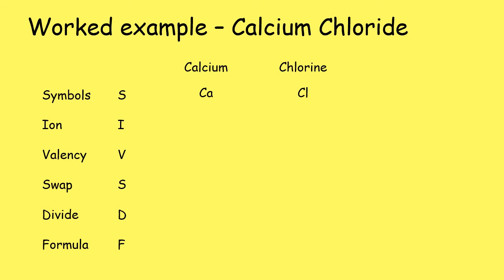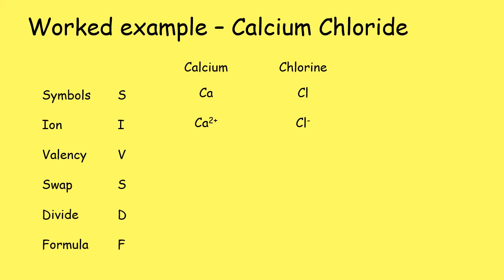Now when it comes to writing the ion, we know that calcium is in group 2. It is a metal, so it's got 2 electrons in its outer shell. It's going to lose those 2 electrons and form a calcium 2+ ion. Chlorine is in group 7, it has 7 electrons in its outer shell. It wants to gain 1 electron. When it gains that 1 electron, it becomes -1 in charge.